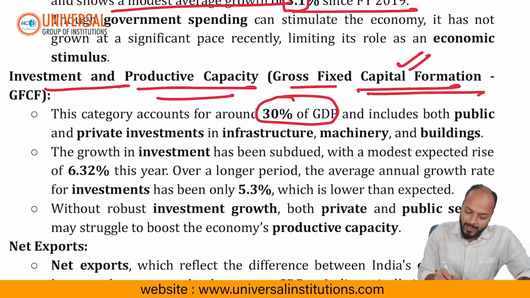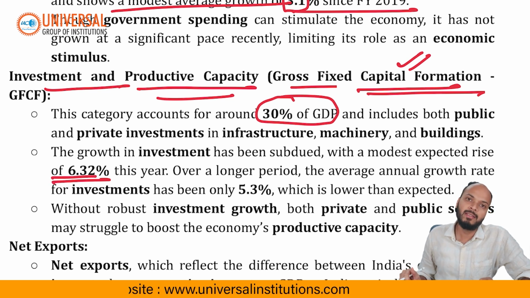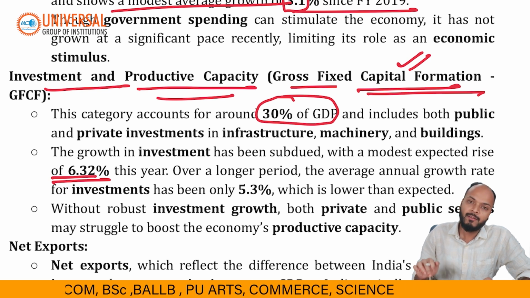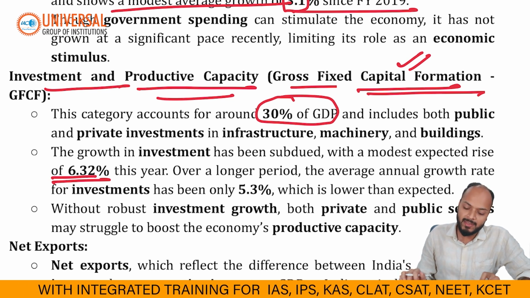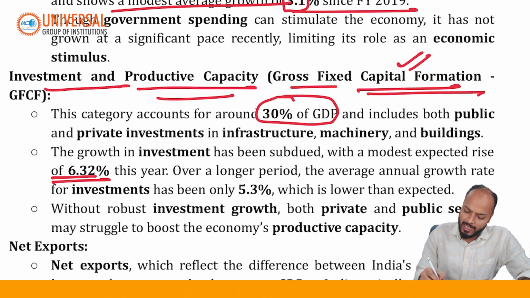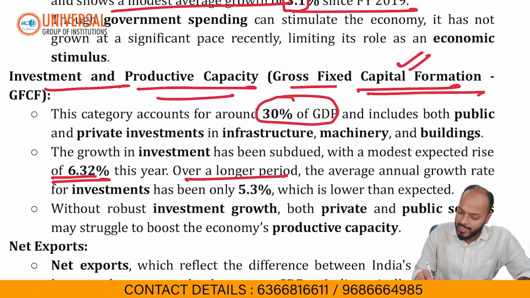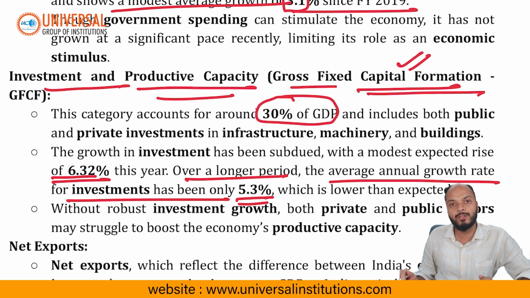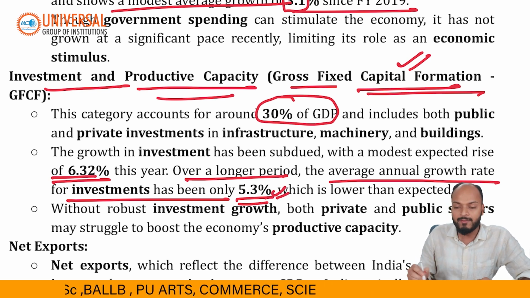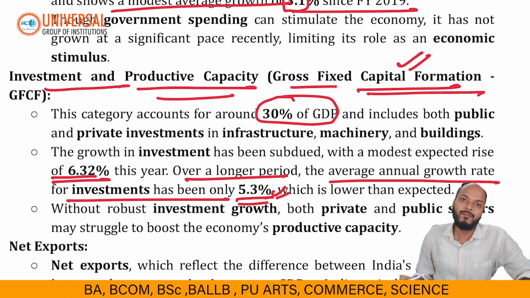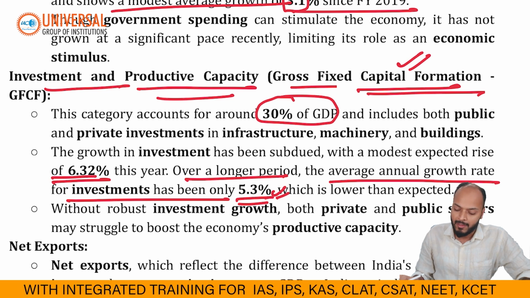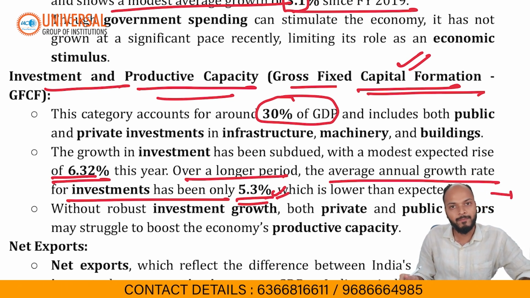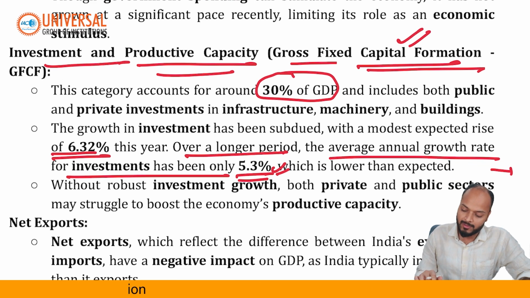Now this is expected to increase by 6.32%, right? This year, this third component, that is fixed capital formation, is expected to increase by 6.32%. And in fact, if we take it over a longer period, the annual average is only 5.3%. Meaning, after the COVID pandemic, the average investment is increasing only by 5.3% compounded annually. Again, this is also below the desired rate. So the third component is also lagging.